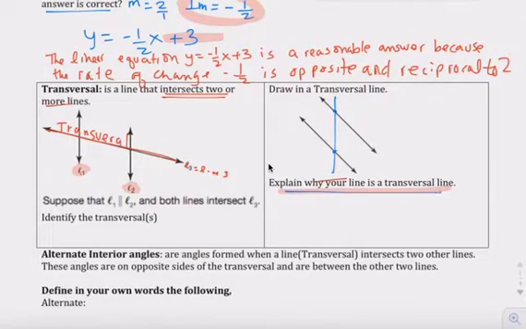Explain why your line crosses 2 other lines, okay? Write that down. Identify the transversal. Line 3. Line 3 is the transversal line. Okay?